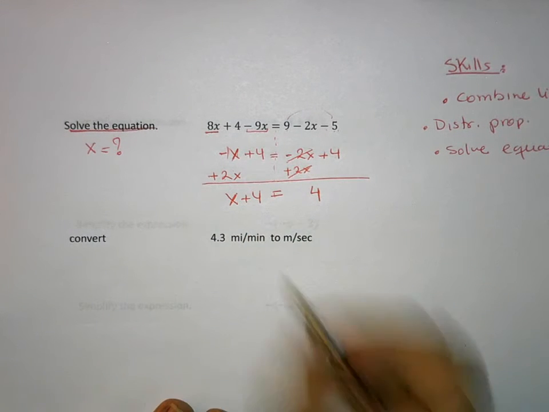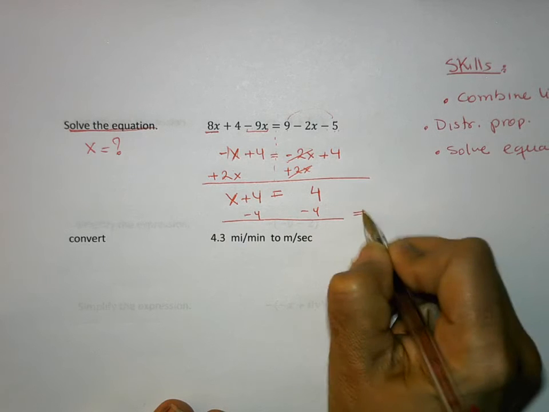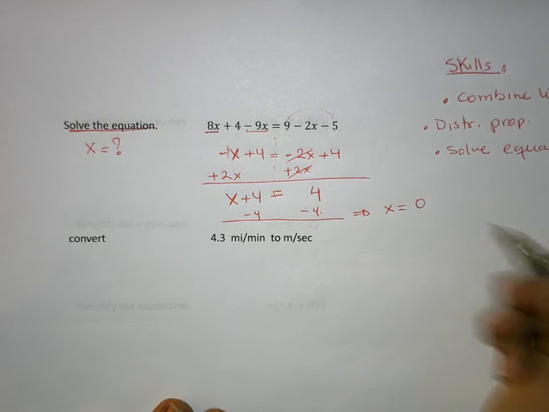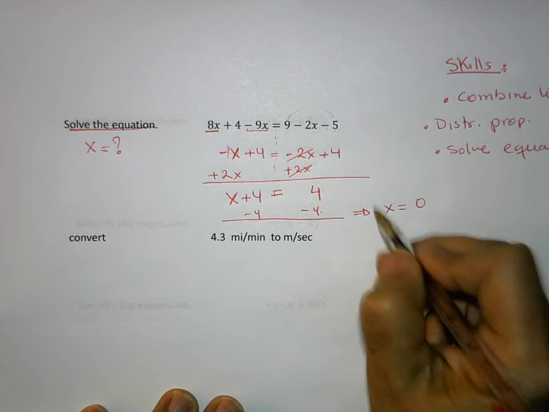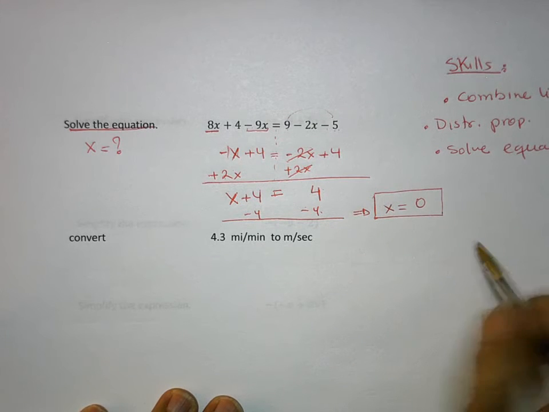And then all we have to do is subtract 4 from both sides. And we get that x equals 4 minus 4, which is 0. It's okay, that's a solution. A lot of people think, oh, that's a no solution. No, 0 is a number, and that is a solution.